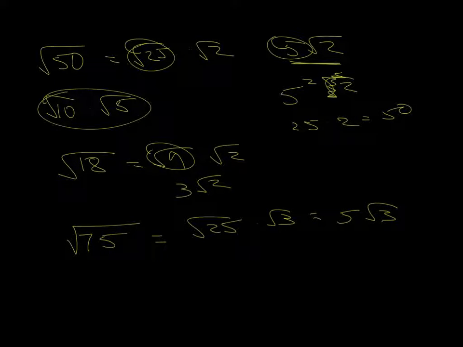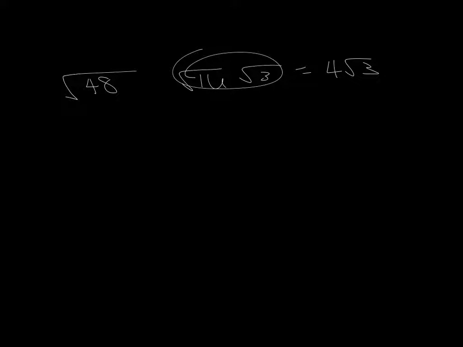There are some times where you're going to run into some that are not so quick and easy. You may come up with something like the square root of, let's say, 48. Now, are there two numbers multiplied together that give you 48 where you can take the square root of one? Sure. 16 and 3 gives you 4 square root of 3. If you couldn't come up with a 16 and a 3, all you have to do is the factor tree.